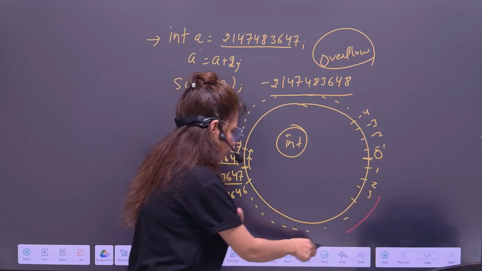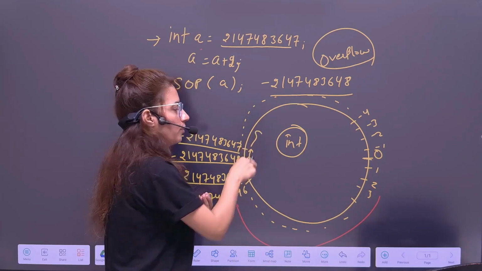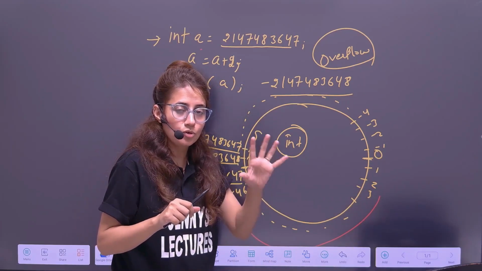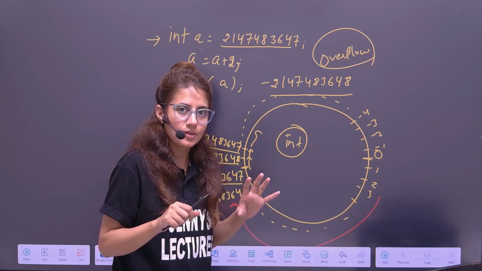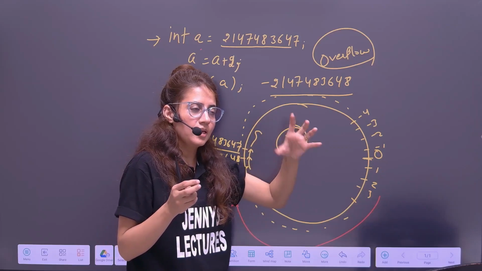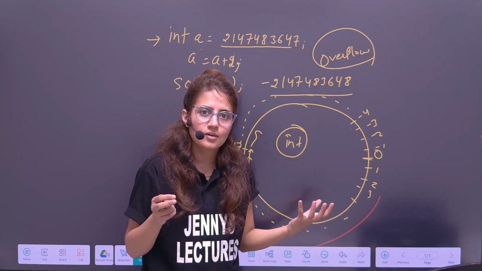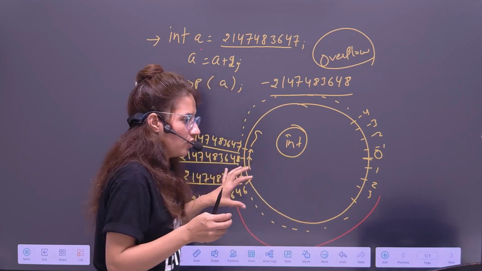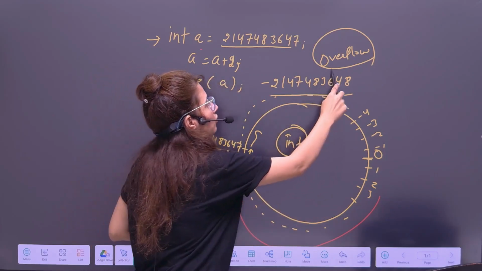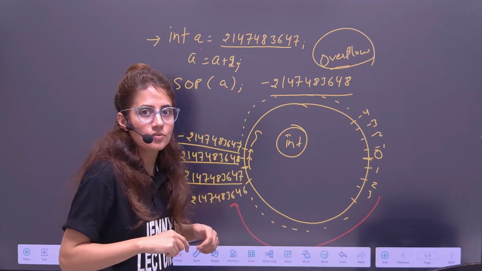And when the counter reaches here, and then the counter goes to minus again, that is not a good thing. When you're counting something and it goes to minus and then 0, that is definitely not a good thing. So this is kind of a wraparound concept. This is the overflow condition. There is an underflow condition as well.